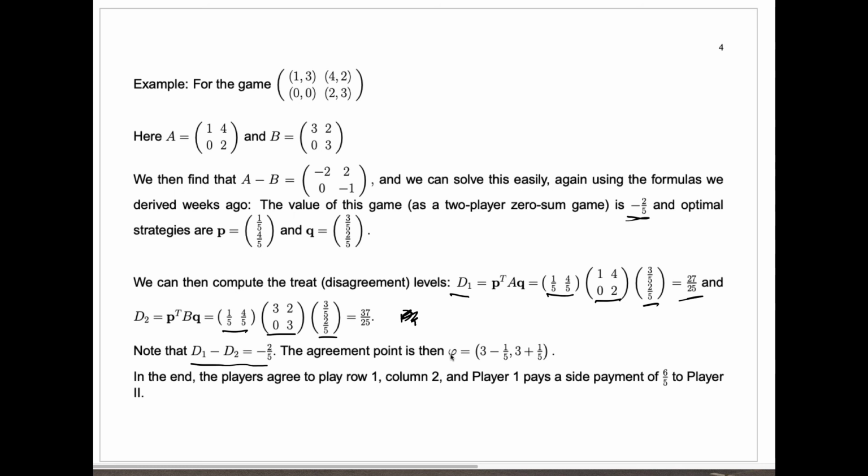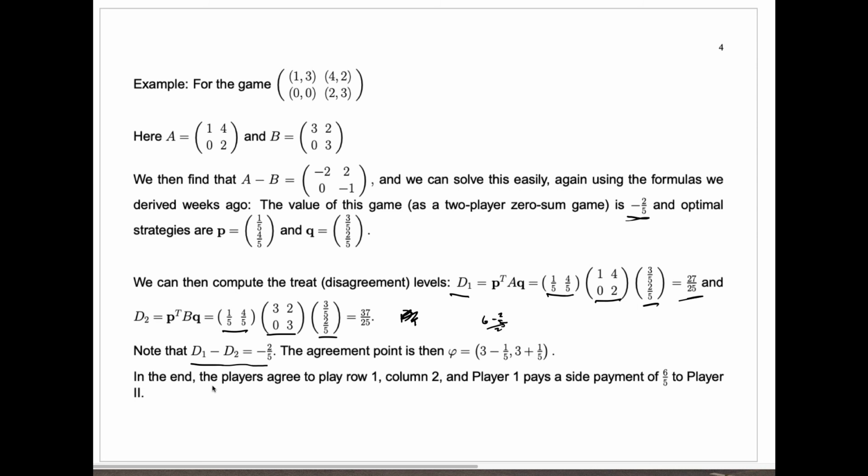The agreement point then is just going to be 3 minus 1/5. We get that by sigma, which is 6 minus 2/5 all over 2. That's the 3 minus 1/5, or 2 4/5 for player 1, and 3 plus 1/5. That's sigma minus -2/5, or 6 plus 2/5 all over 2. That's 3 1/5. That's the payout for player 2.